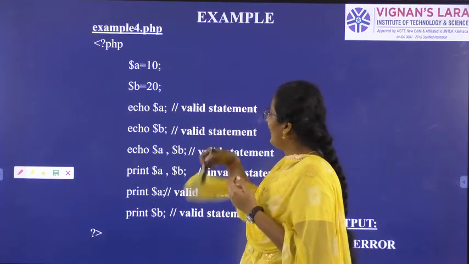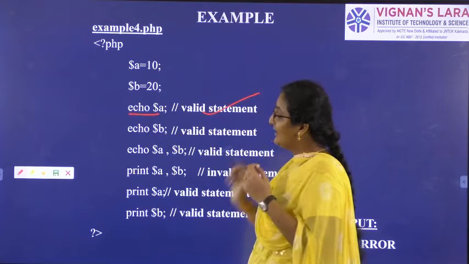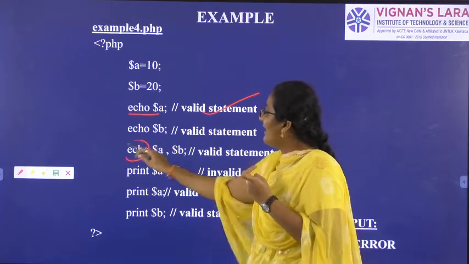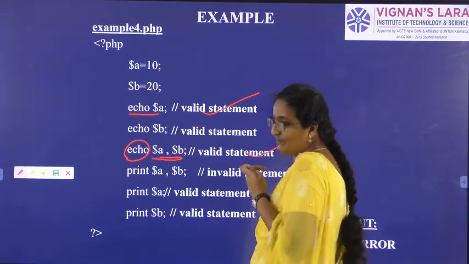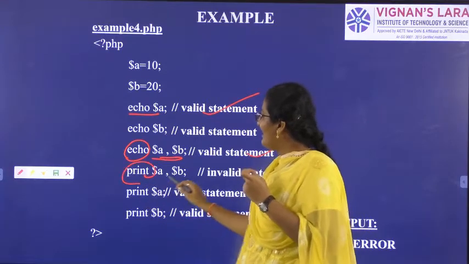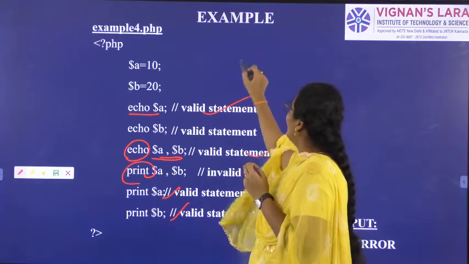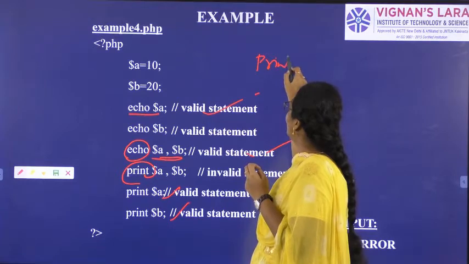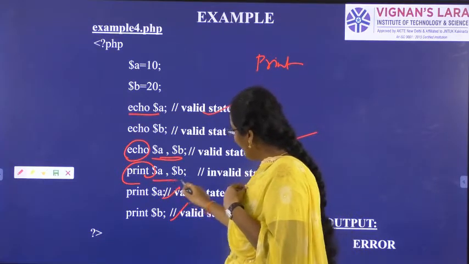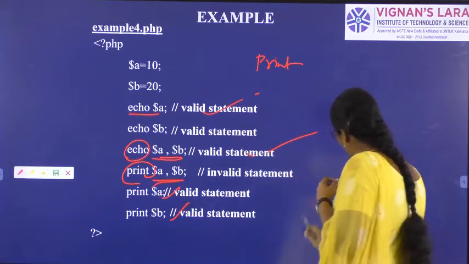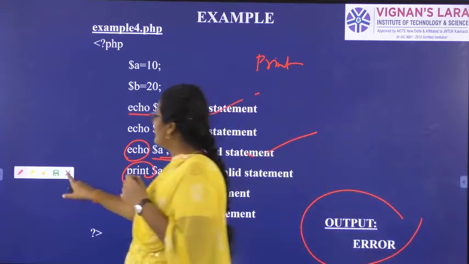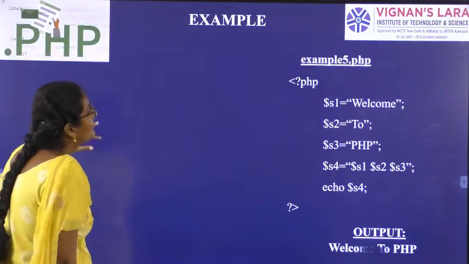So echo is the valid statement for creating variables. Echo can create multiple values at the same time. Print can create a single variable at a time. But using the word print, we cannot create multiple variables at a time, which will give you an error. So let us see the explanation for this.